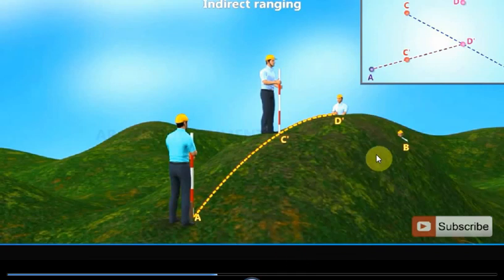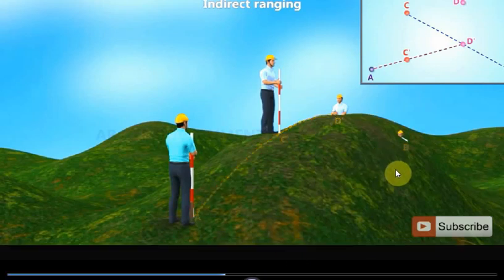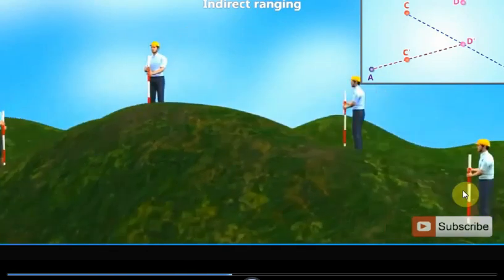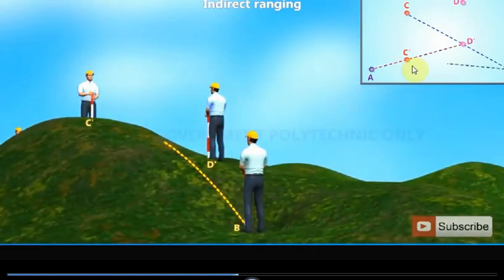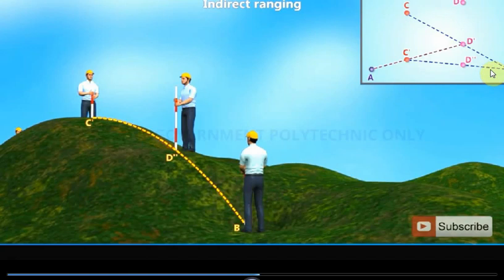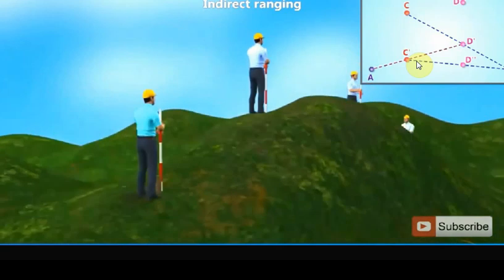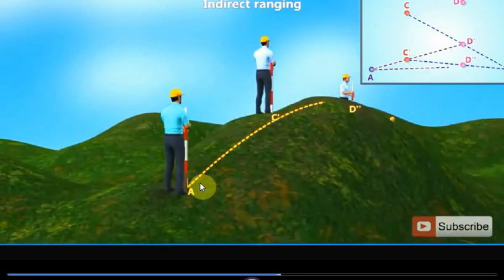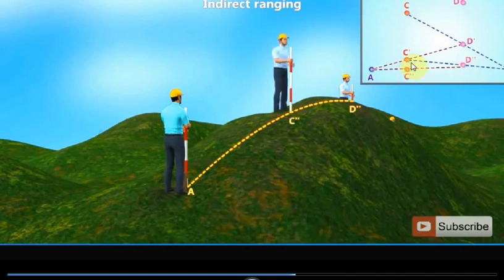Now to the other end, the person standing at D with the help of the person standing at C dash will guide the person standing at D dash to a new position D double dash such that B, D dash and C dash are in a single straight line. Next, the surveyor at A with the help of the person standing at D double dash will guide the person at C dash to a new position C double dash such that A, C double dash and D double dash are in a straight line.